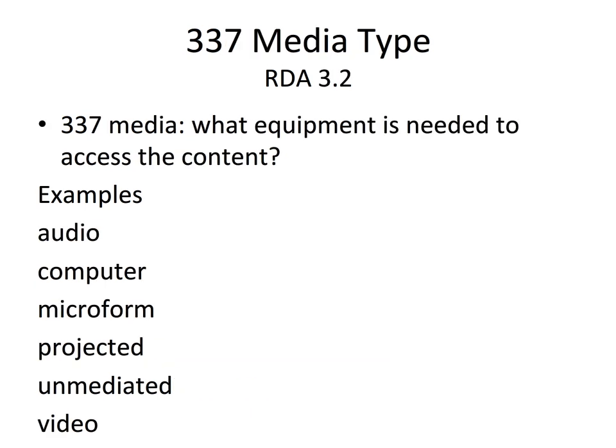Media type has to do with what equipment is needed to access the content in the resource. Examples are audio, used for sound recordings. Computer is used for electronic resources. Microform is used for things that require a microfiche or microfilm reader. Projected is used for motion pictures or slides, things that are projected. Unmediated is used for things that can be perceived directly without a machine, like print books and serials. And video is used for things that require a videocassette player or a DVD player.